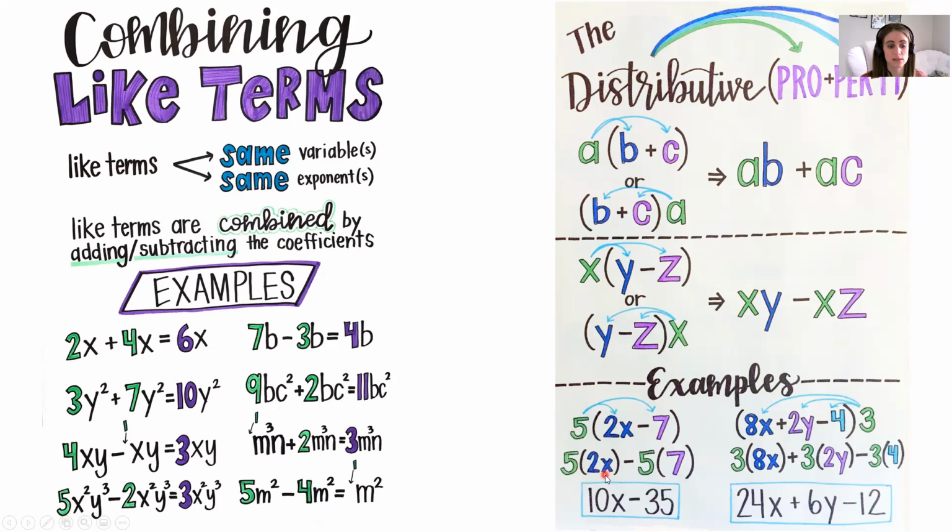5 times 2x, you multiply your coefficients, 5 times 2 is 10, the x stays with it, 10x. You bring that subtraction sign down, 5 times 7 is 35. And this right here would be your final answer because we have no more distributive property and we have no more like terms. So 10x minus 35, we are good to go. All right, a few examples that we did here.